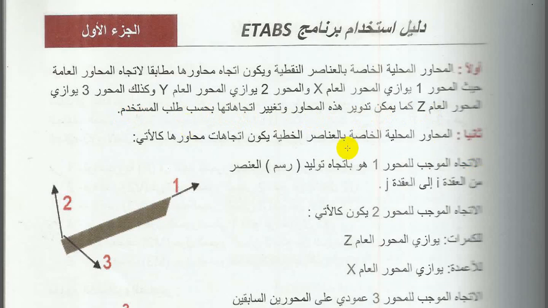Second, local axes associated with the linear elements, with their axis orientation as follows. The positive orientation for axis 1 follows the direction of sketching the element, from node i to node j. The positive orientation of axis 2 will be as follows. For the beams, it will be parallel to the global axis Z. For the columns, it will be parallel to the global X axis.